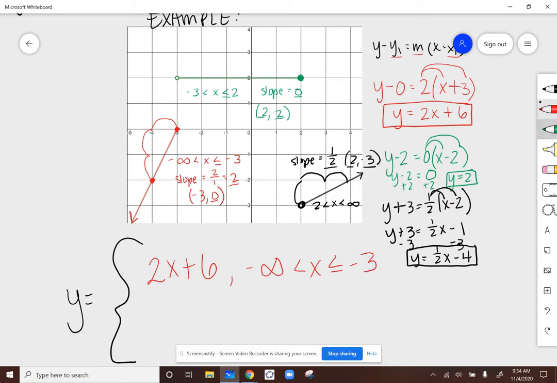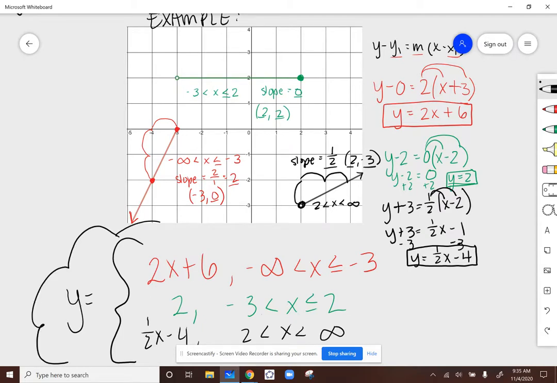The next line moving to our right is the green one. So my equation that we wrote is y equals 2, and we already have the y equals chart, so we're just going to write 2. And then our domain was -3 to 2. Last but not least, our black line, we had y equals 1/2 x minus 4. We already have the y, so we just write 1/2 x minus 4. And our domain was 2, to infinity. And this is our final piecewise function.